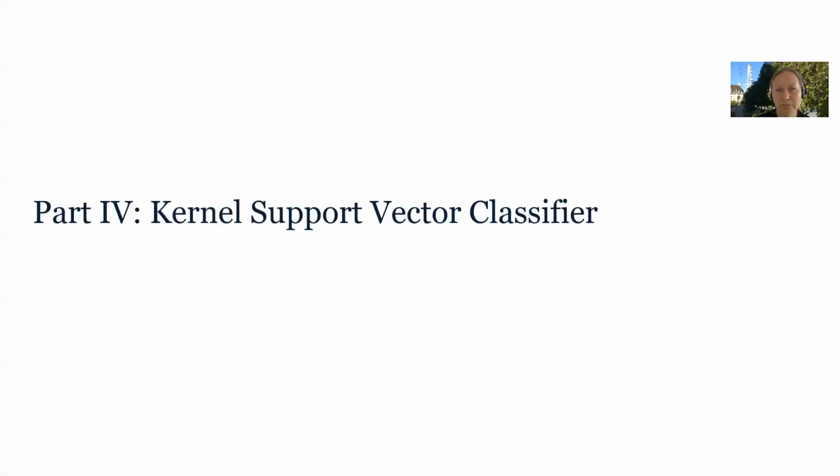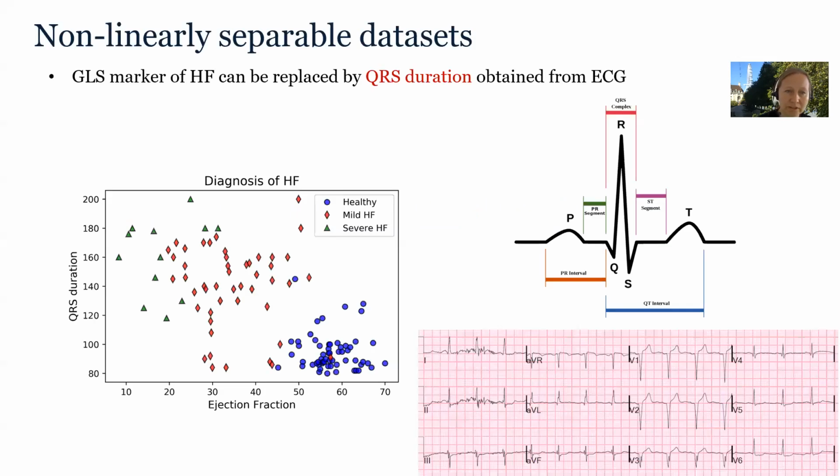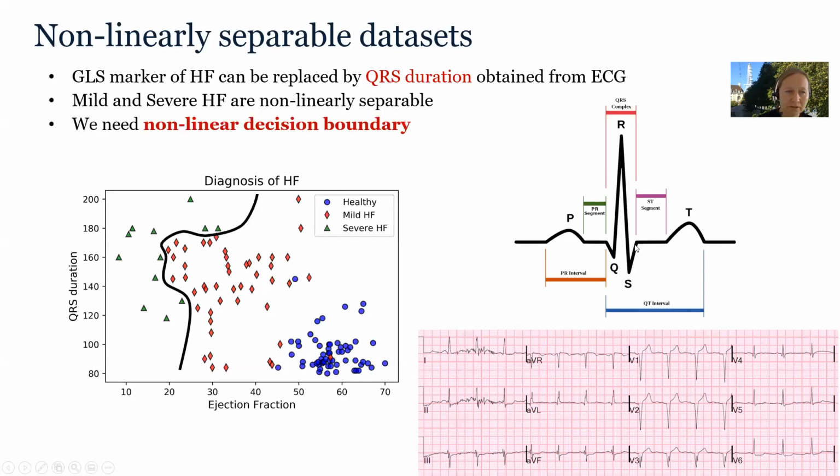In the fourth and final part of the lecture, we will show how we can use the kernel trick to turn a linear support vector classifier into a nonlinear classifier. We will still use the example of the diagnosis of heart failure, but we will introduce a new feature, the QRS interval duration, which can be extracted from ECG. We can see that mild and severe heart failure are now nonlinearly separable, but we need a nonlinear decision boundary to separate them.